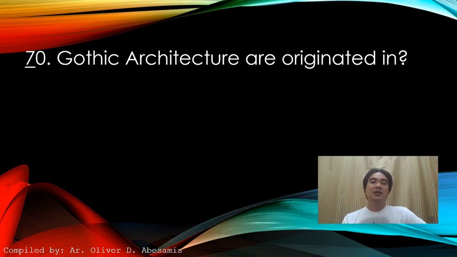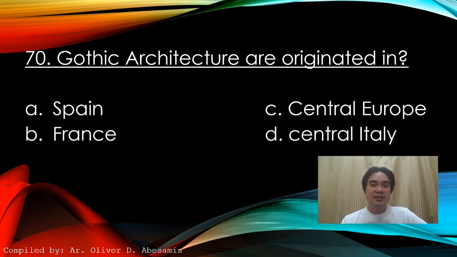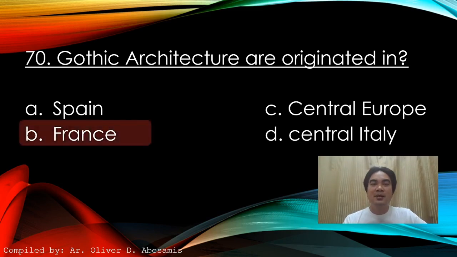70. Gothic architecture originated in A. Spain. B. France. C. Central Europe. D. Central Italy. Answer. B. France.